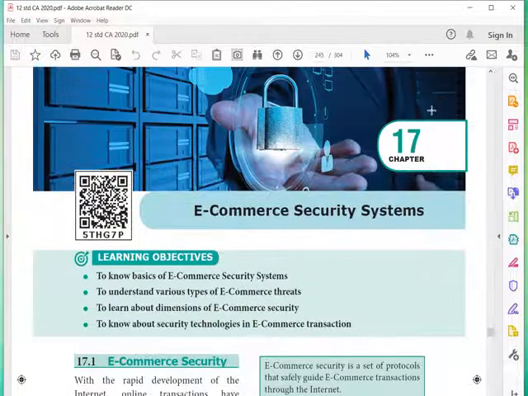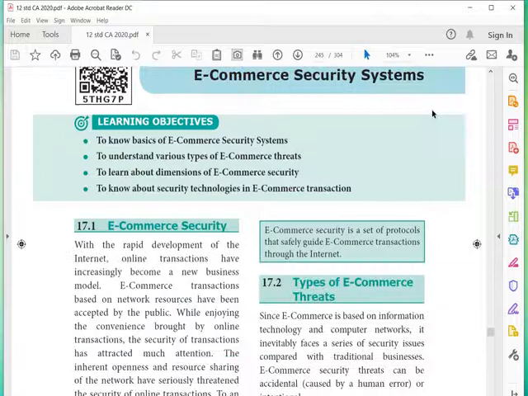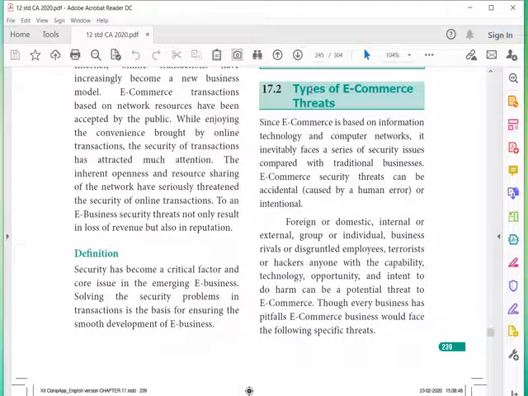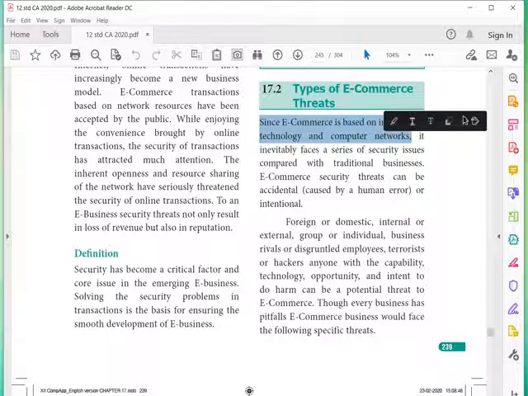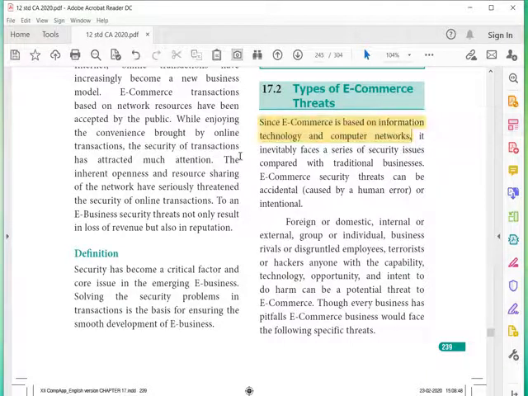So this is our Chapter 17, e-commerce security system. Now we are going to see the types of e-commerce threats. Since e-commerce is based on information technology and computer networks, without which e-commerce is not possible, it inevitably faces a series of security issues compared with traditional business. E-commerce security threats can be accidental or intentional.